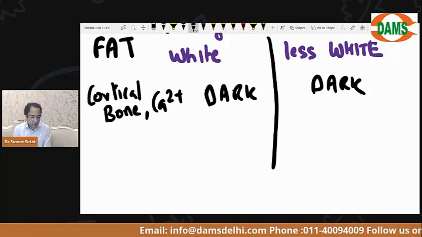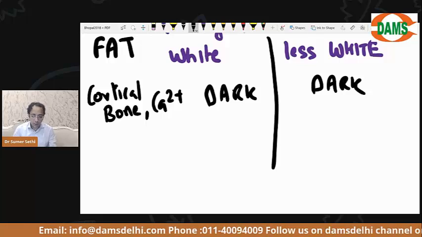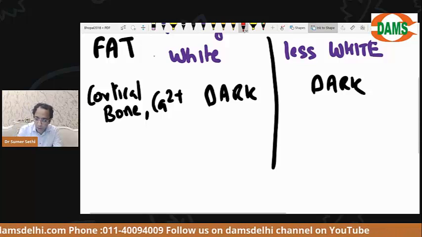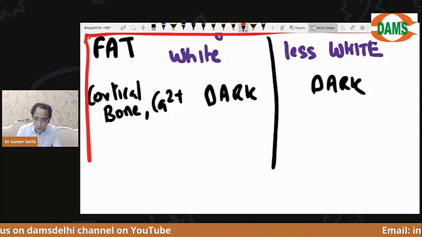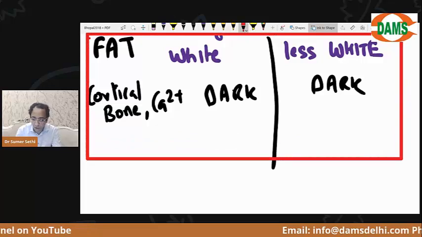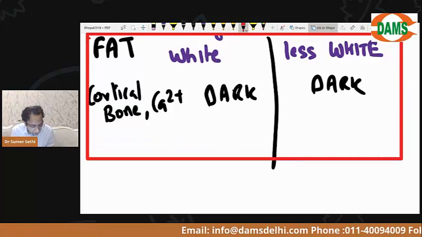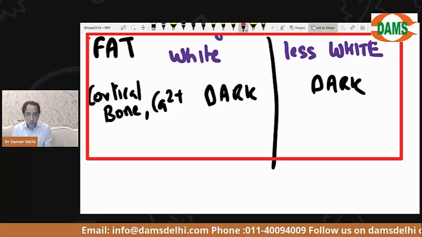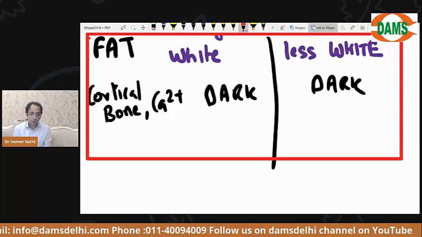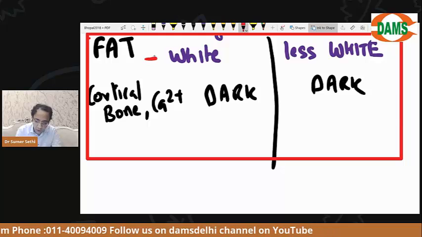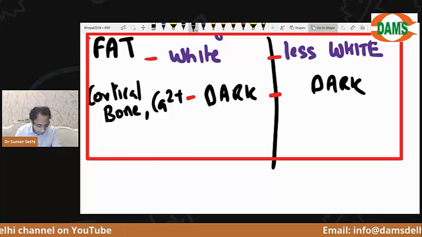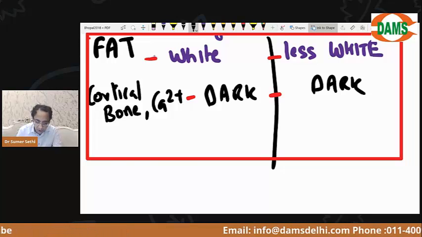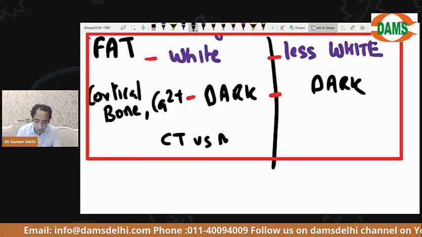Everybody understands? Now look at the table in front of you. I'm drawing a table. You need to tell me what is written in it. Fat is white on T1, less white on T2 weighted image, dark on both. What is written in front of you? I have written the difference between CT and MRI.